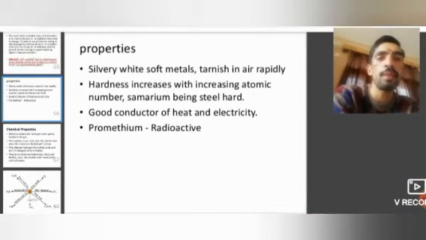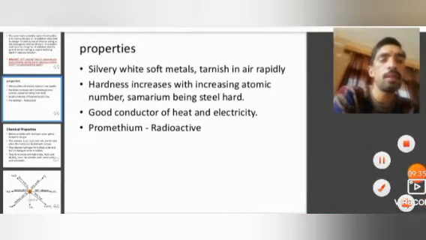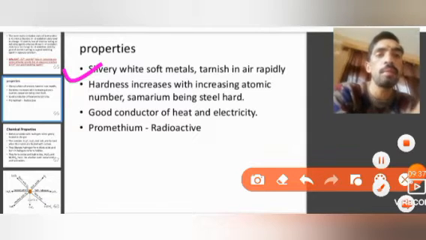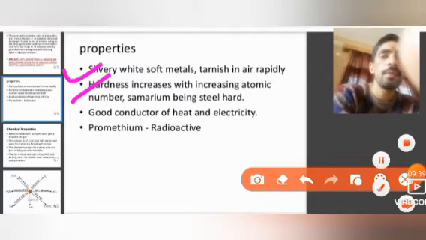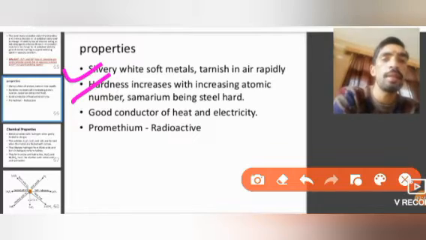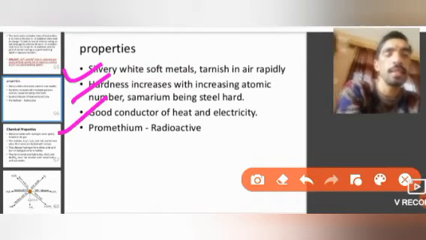We will find in properties, the general property of lanthanides is that they are silvery white soft metals that tarnish in air rapidly, hardness increases with increased atomic number, whereas samarium is steel hard, and they are good conductors of heat and electricity.